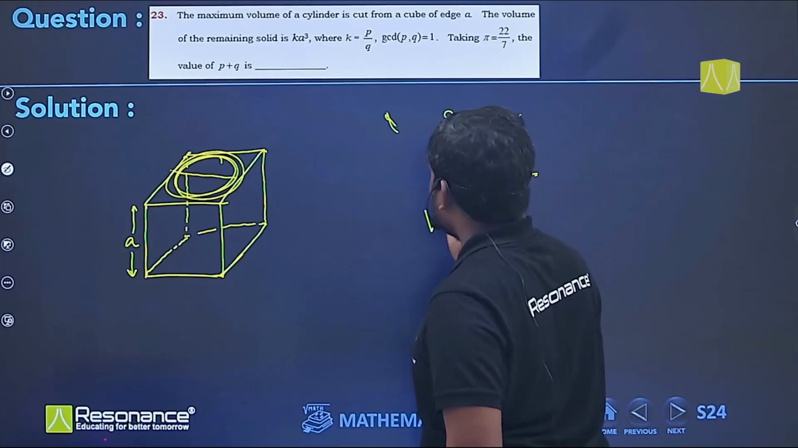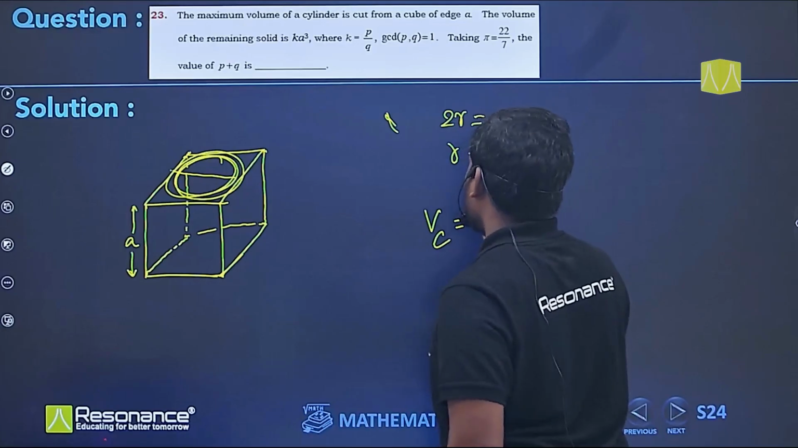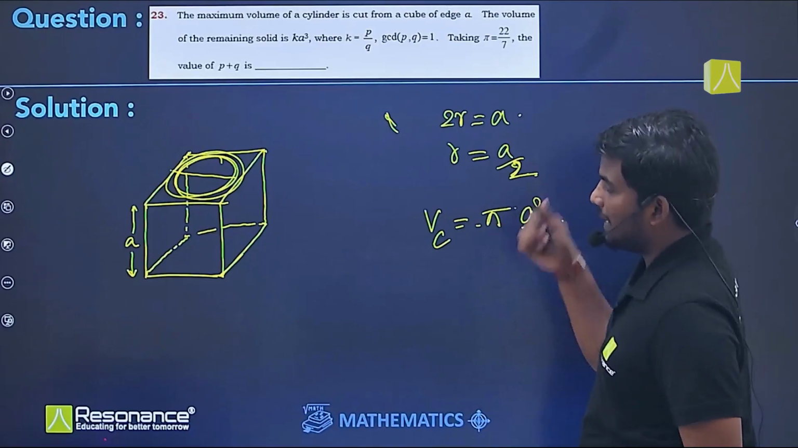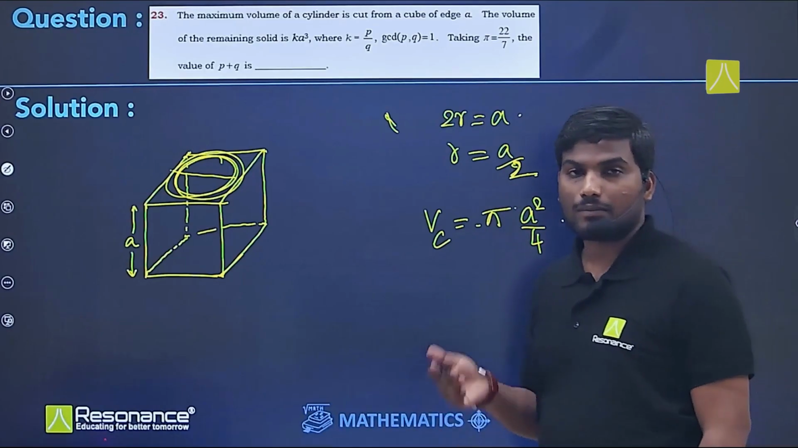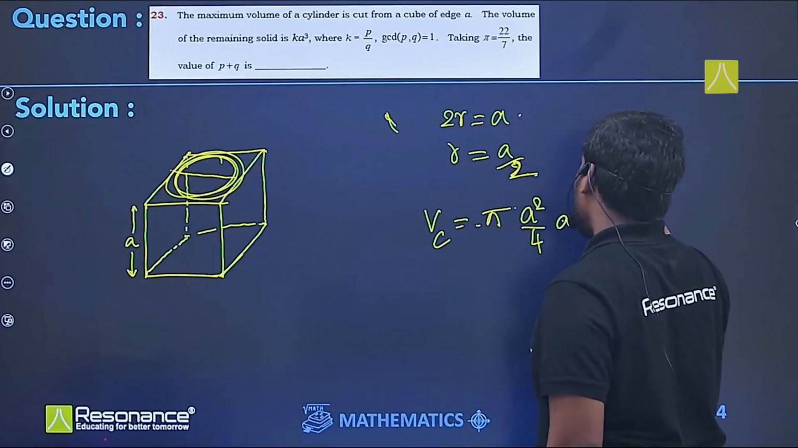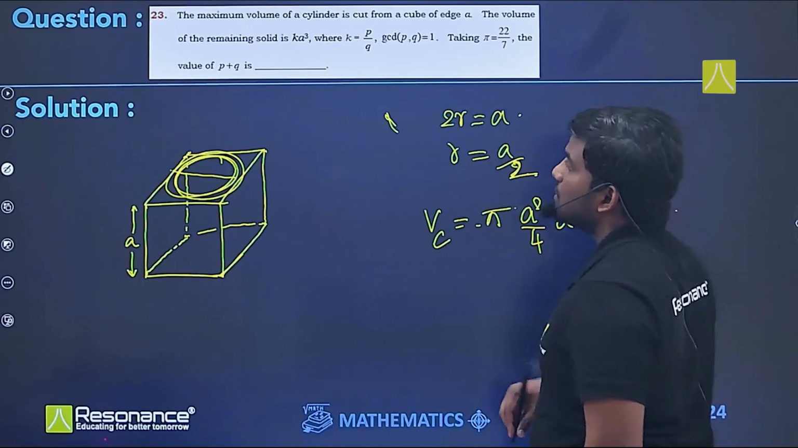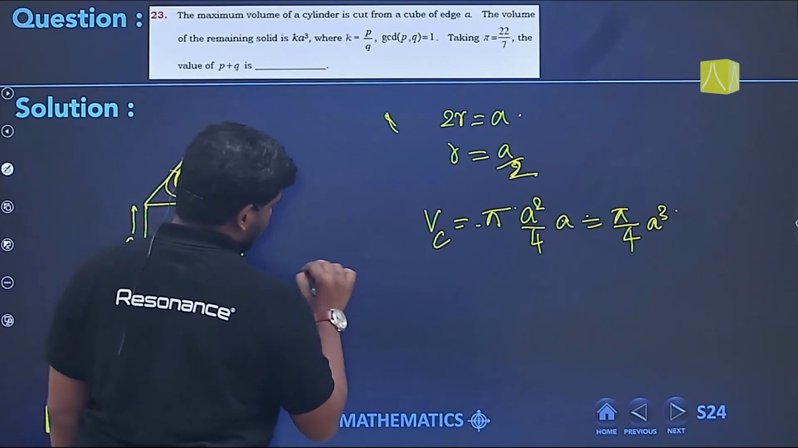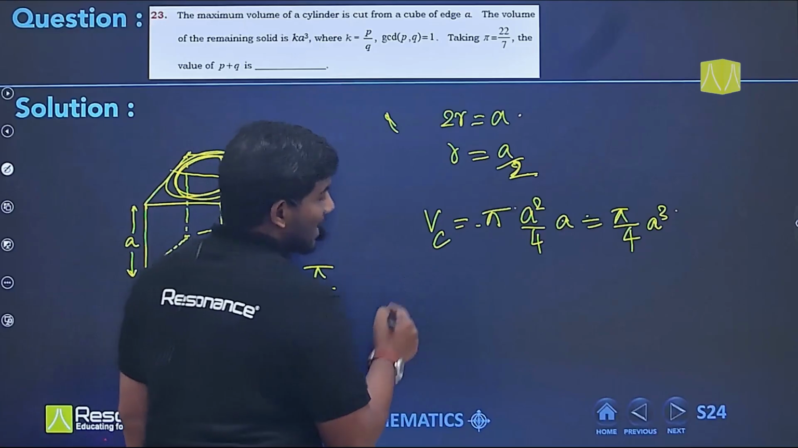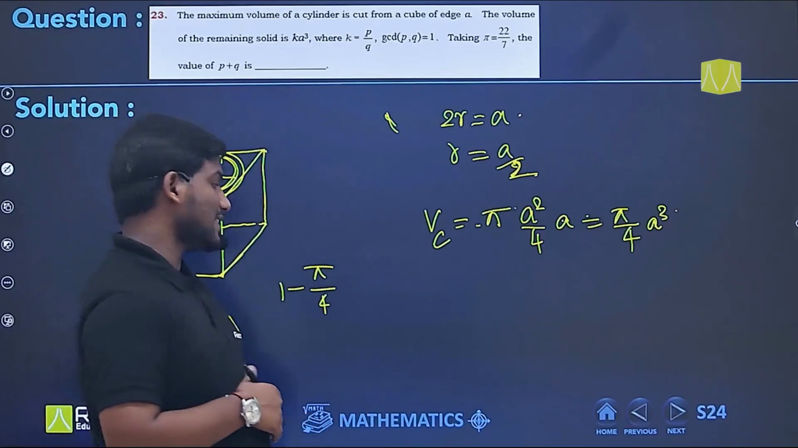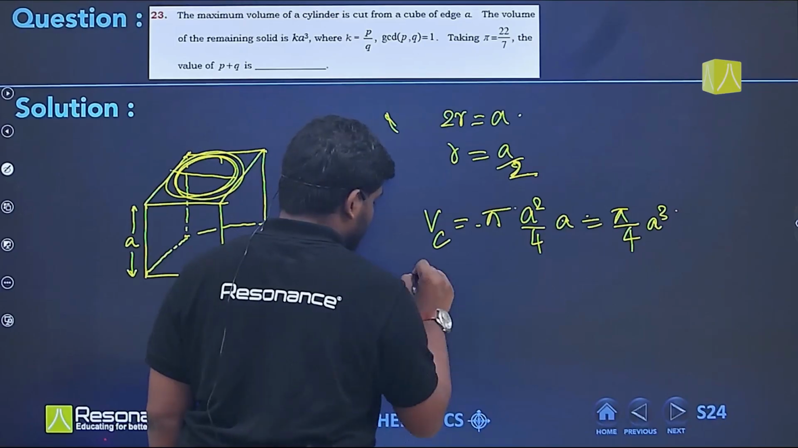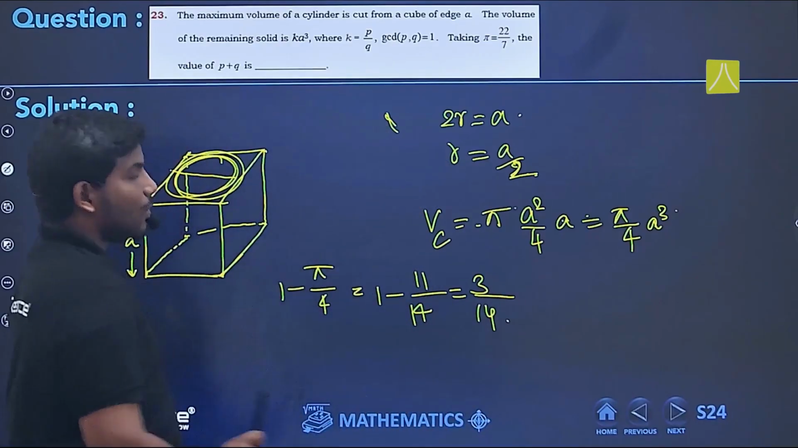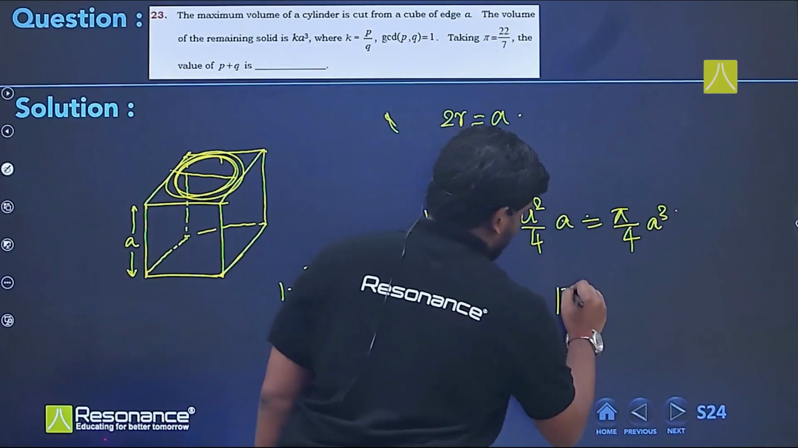So the maximum volume of the cylinder equals pi r square, which is a square by 4, into the maximum cylinder length, which is the side. So that's pi by 4 a cube. So the remaining solid volume would be a cube minus pi by 4 a cube. So 1 minus pi by 4 is our value of k. And since they asked us to consider pi as 22 by 7 for the calculation purposes, this is 1 minus 11 by 14. So that's 3 by 14. So p by q is 3 by 14. So p plus q is 17.